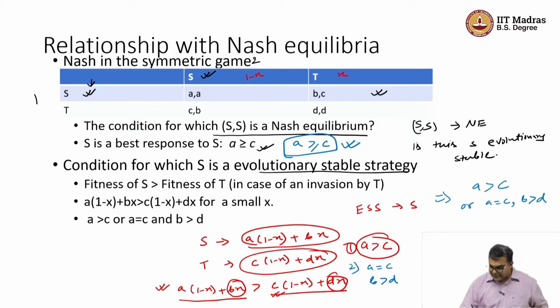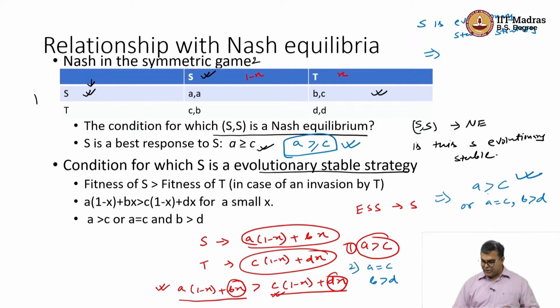Now, we have to compare this with this. So, we can say that if S is an evolutionary stable strategy, it definitely implies that S comma S is a Nash equilibrium, because if S is evolutionary stable, either A is greater than C or A is equal to C, and both imply that A has to be greater than or equal to C.